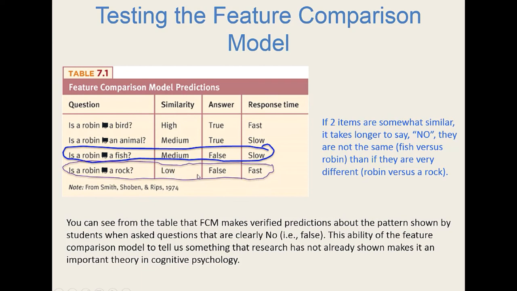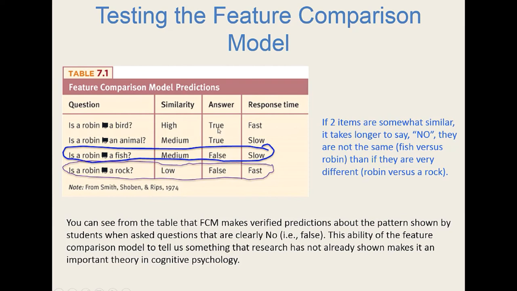Now, as there's more overlap between the features of the two concepts, for example, is a robin a fish? There are some things that fish have that robins have, like hearts, right, and skin. And so there's more similarity. Similarity now is medium, and that tends to slow people down. So if we're saying no, we want the two concepts to be really different, have very low similarity, and that makes it easier to say no. Oh my gosh, these two concepts are totally different, have nothing in common.